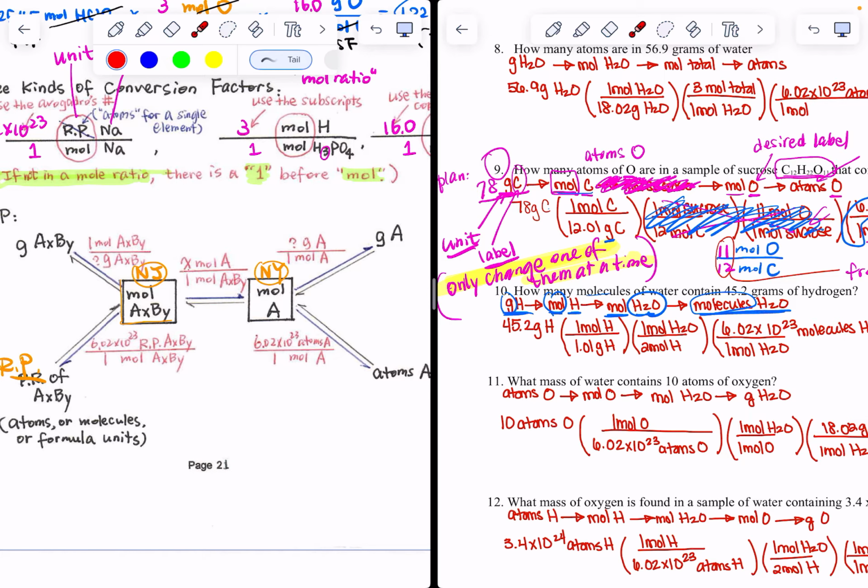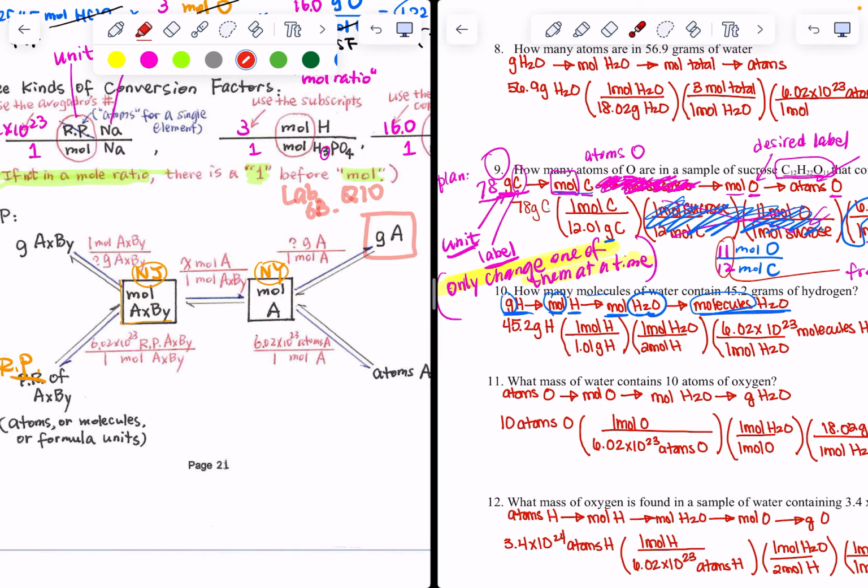Grams of hydrogen is given. Hydrogen is an element. So what is given? Let me highlight it. It's actually this. Are you with me? For question 10, I'm doing question 10 of lab 6B. So what is given here? 45.2 grams of hydrogen. This is my starting place on the left.